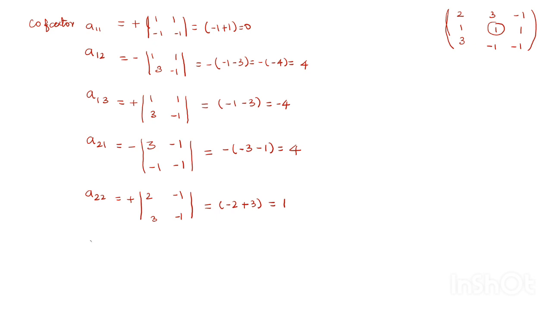And the cofactor of A23 equal to negative of the minor matrix of A23. The minor matrix of A23 is, we remove the second row and the third column. So we get 2, 3 and 3, negative 1. So that is the negative of negative 2 and negative 9. The answer is negative of negative 9, so positive 11.